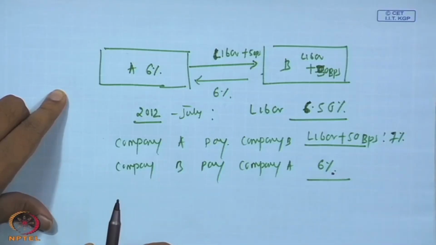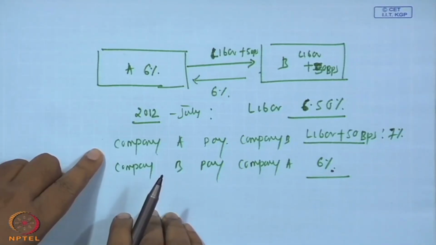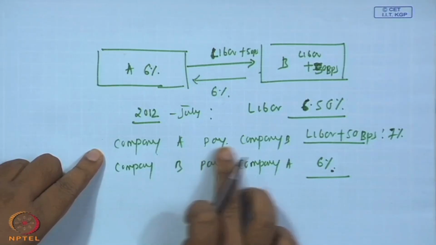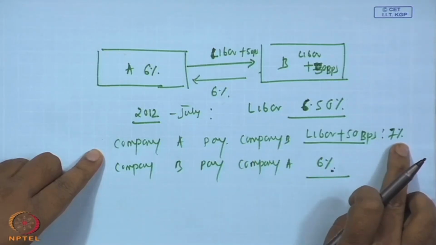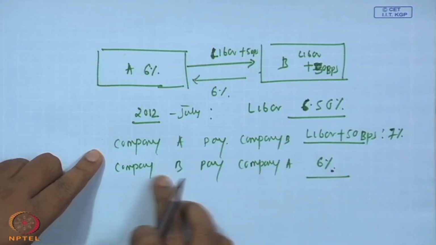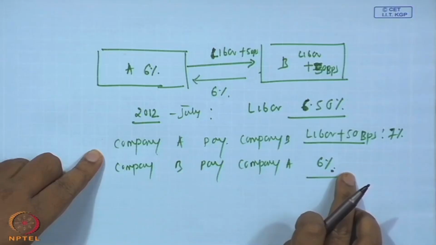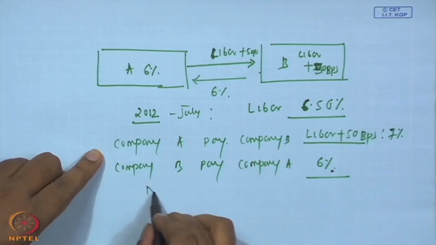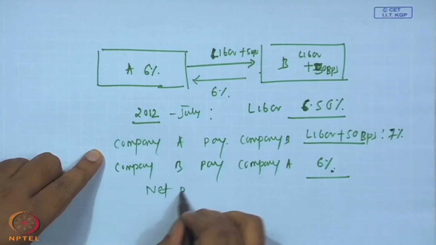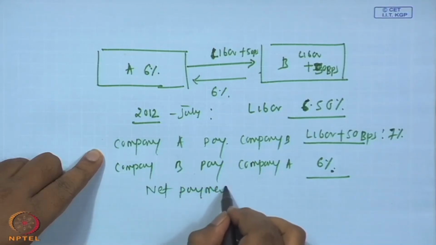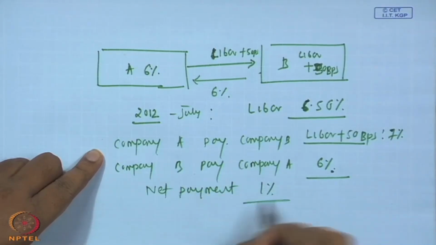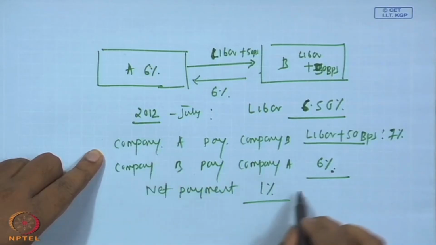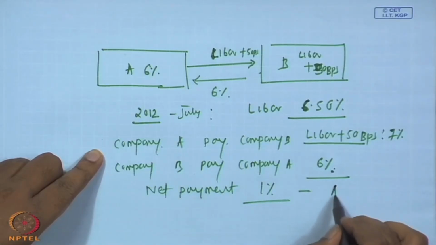So what will happen? The transaction takes place: company A pays company B 7% on the notional principal, company B pays company A 6%. So the net payment will be 1%. Who will pay the 1% extra? Company A will pay to company B.